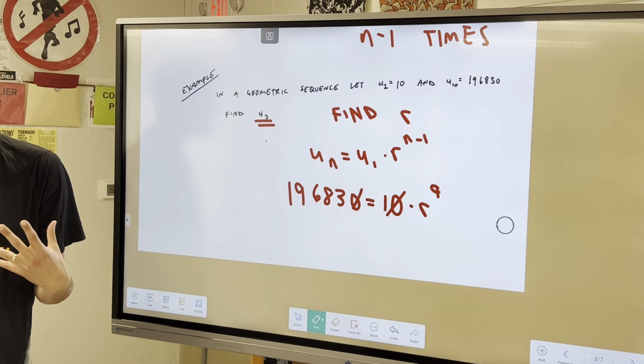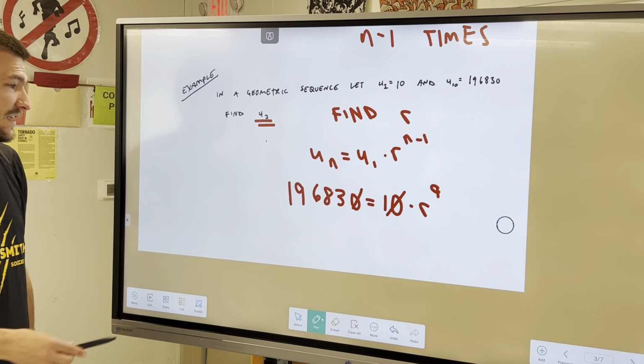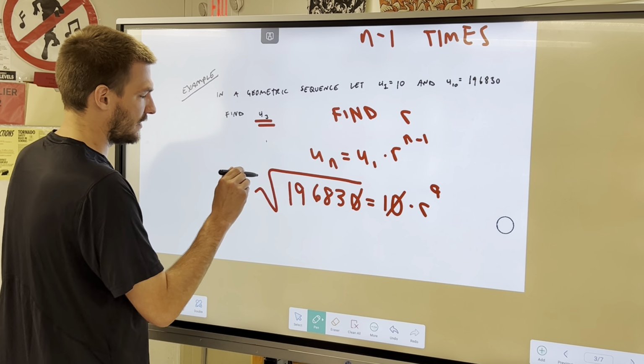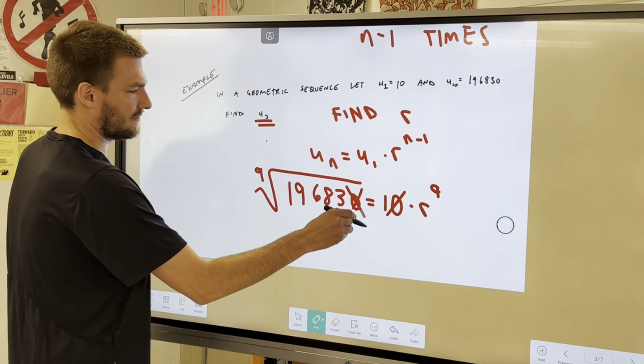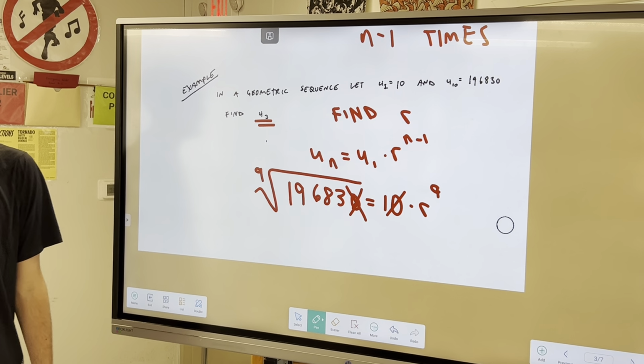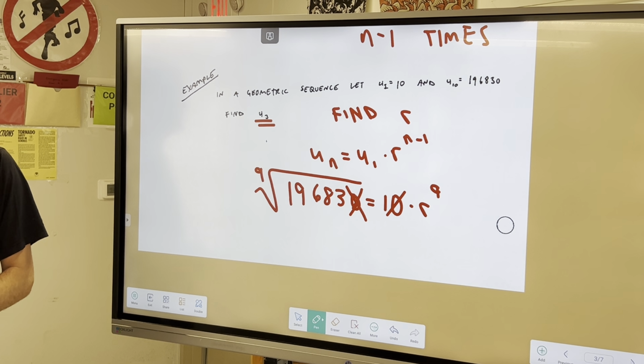We need to take the 9th root. Weird, but not very hard. We need to do the 9th root. Again, I crossed off my 0 because I divided by 10. Maybe that is a little bit too shorthand, but I'm trying to go quicker on the notes today.